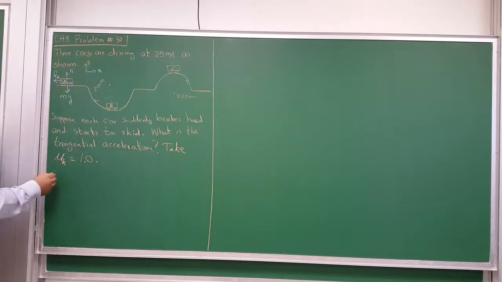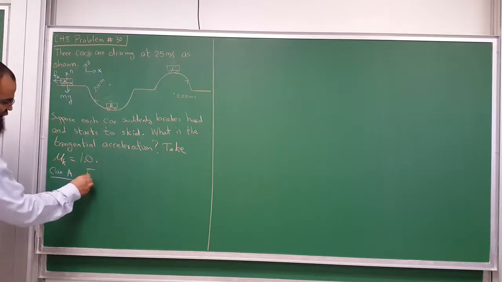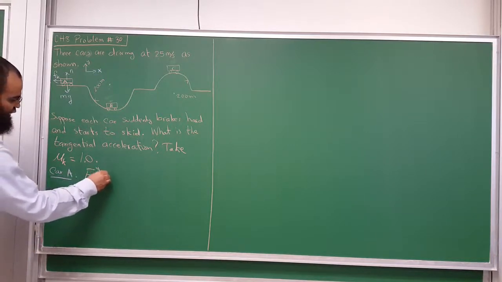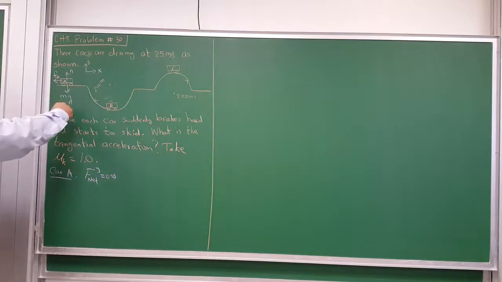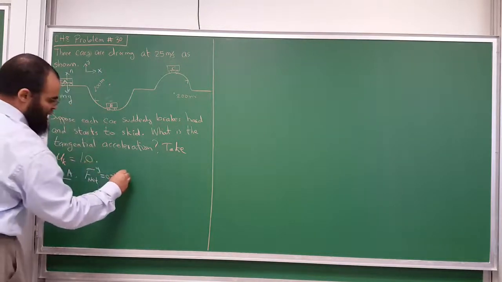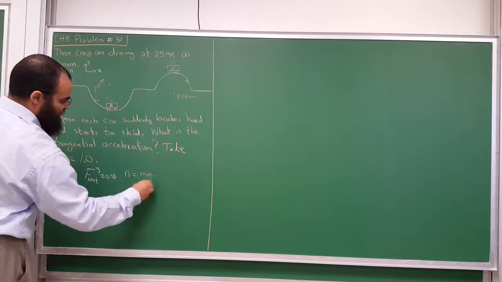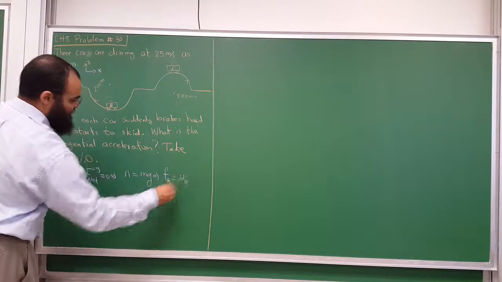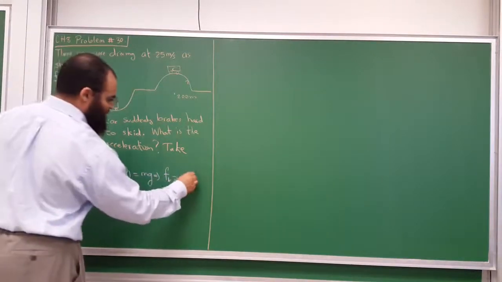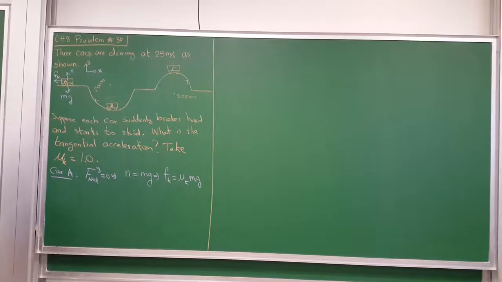So for car A, the net force in the y direction is equal to 0, because it's only moving in the x direction. There is no motion in the y, so that's 0. So I conclude that the normal force minus mg equals 0. That means the normal force is just equal to mg, and therefore the force of kinetic friction is equal to mu k times the normal force, which is mu k times mg. All right, and that's the force of friction.